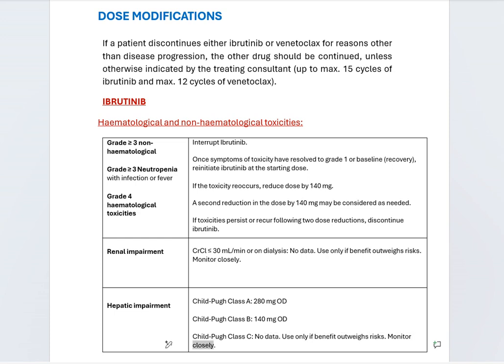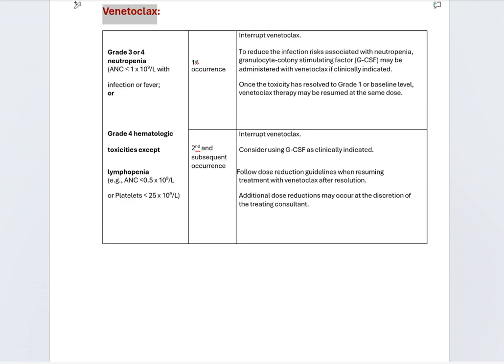Monitor closely. Venetoclax. Interrupt venetoclax. Grade 3 or 4 neutropenia, first occurrence, with infection or fever. To reduce the infection risks associated with neutropenia, granulocyte colony stimulating factor, GCSF, may be administered with venetoclax if clinically indicated. Once the toxicity has resolved to grade 1 or baseline level, venetoclax therapy may be resumed at the same dose.